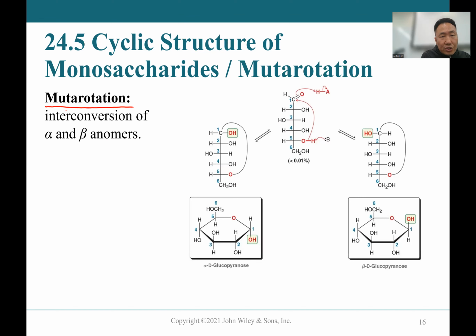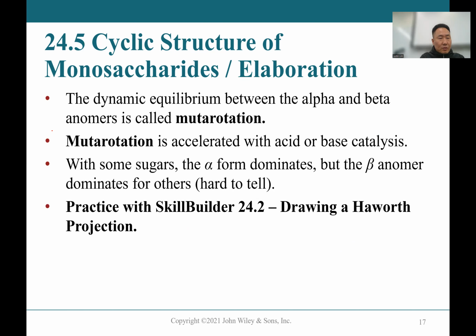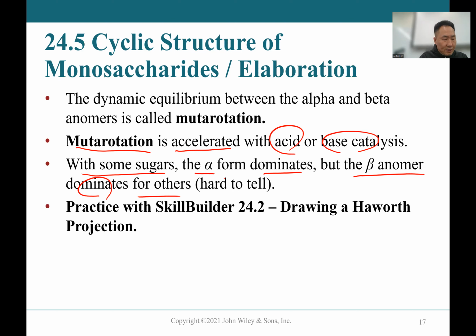Mutarotation is the interconversion of alpha and beta anomers. This is the alpha and beta anomers. You can see equilibrium. Dynamic equilibrium between alpha and beta anomers is called mutarotation. Mutarotation is accelerated with acid or base catalysis. With some sugars, the alpha form dominates, but the beta anomer dominates for others.